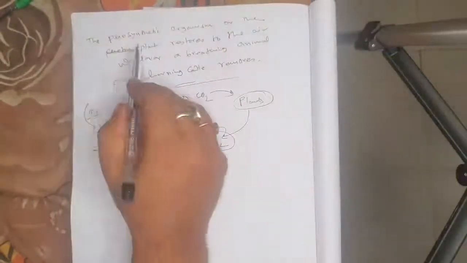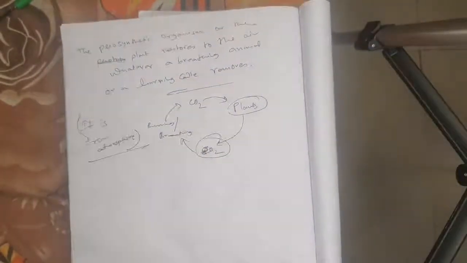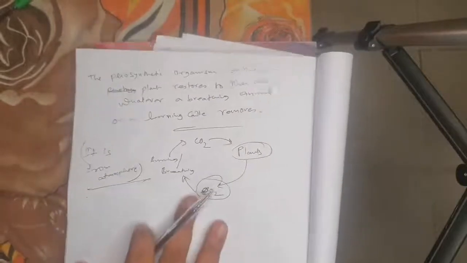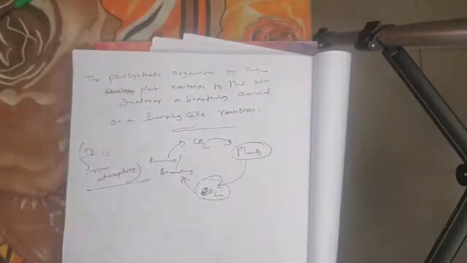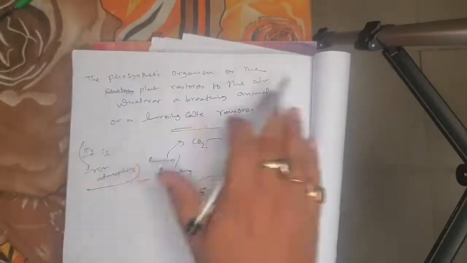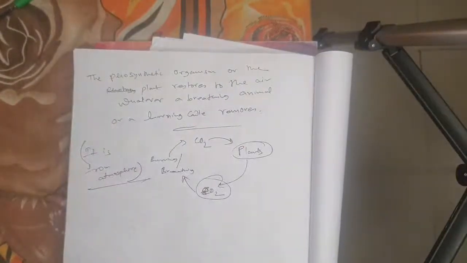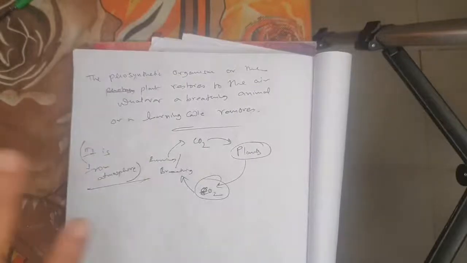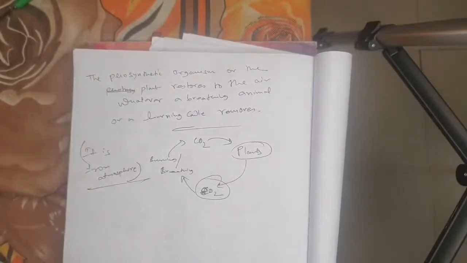So he just simply said, a much simpler version, at the beginning that the photosynthetic organism or the plant restores in the air whatever the breathing animal or the burning candle removes. So this is the basic thing.